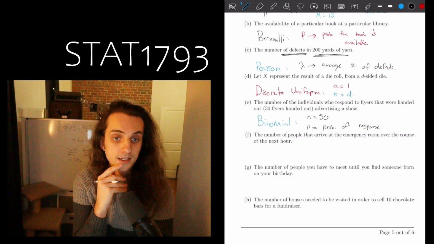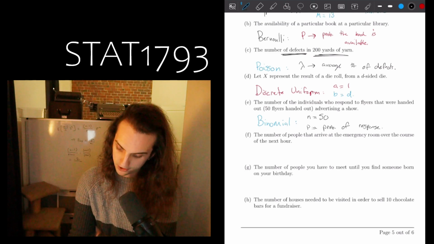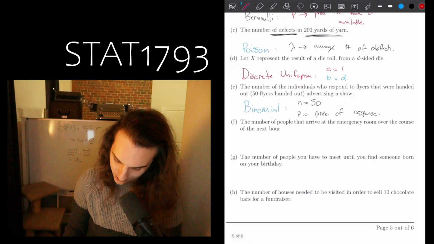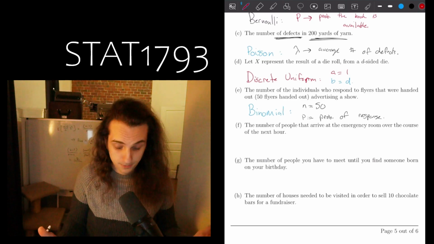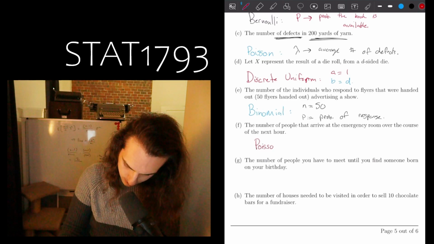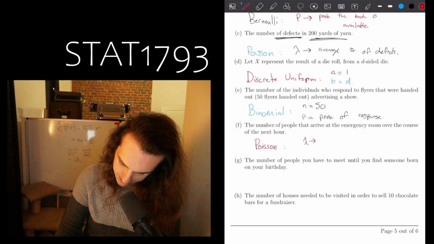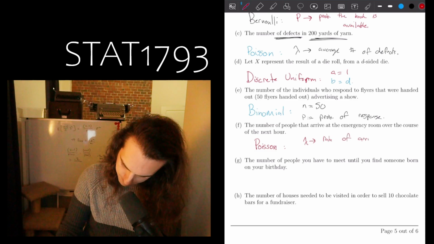Okay. F is the number of people that arrive in an emergency room over the course of the next hour. Well, we actually introduced this as an example when we were talking about it, but we're counting up the number of events over the period of time. So anytime we're counting up events over time or space, we're thinking Poisson. And so that's going to be having a lambda, which is the rate of arrivals of people.